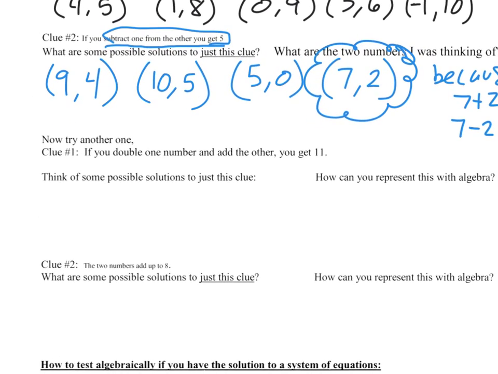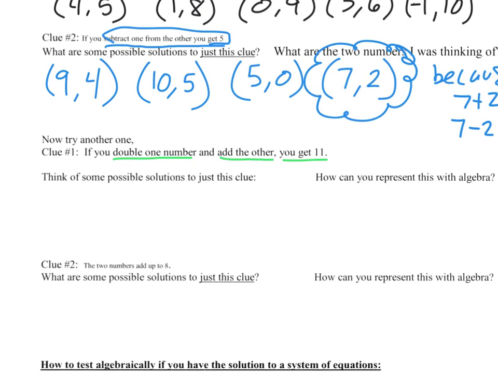So clue number 1 in this case is going to be if you double one number and then add the other, you get 11. So if you double one number and then add the other, you get 11. I'll give you a moment, maybe pause the video to think about some options of doubling a number, adding something else to get 11.